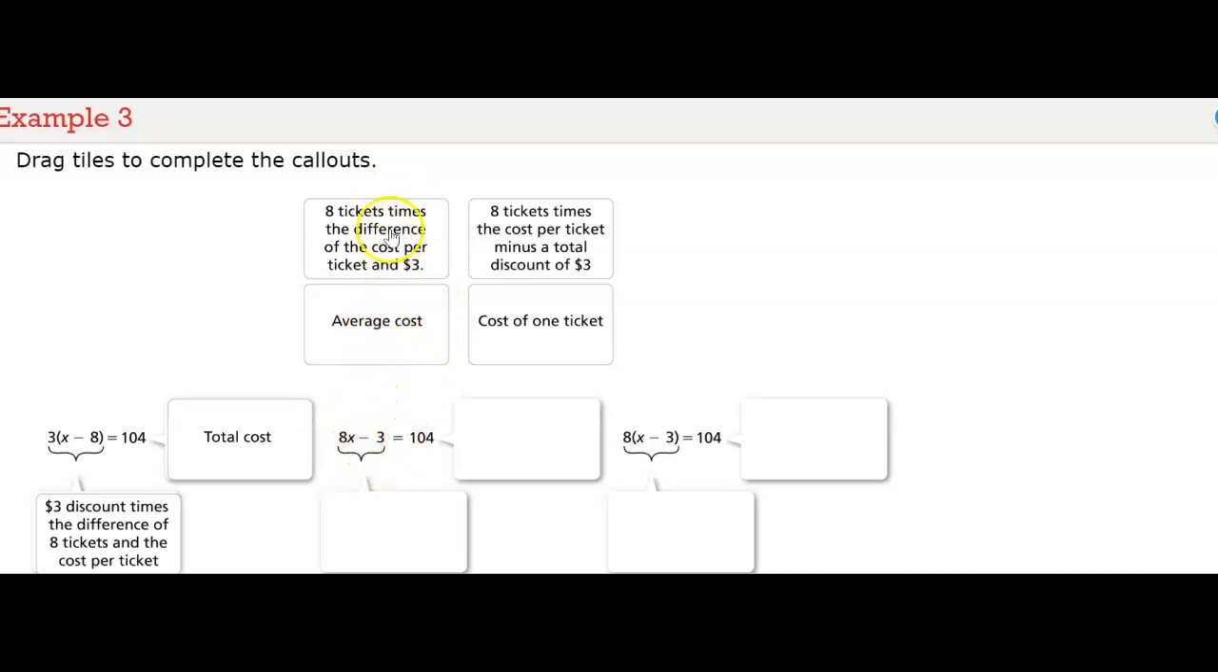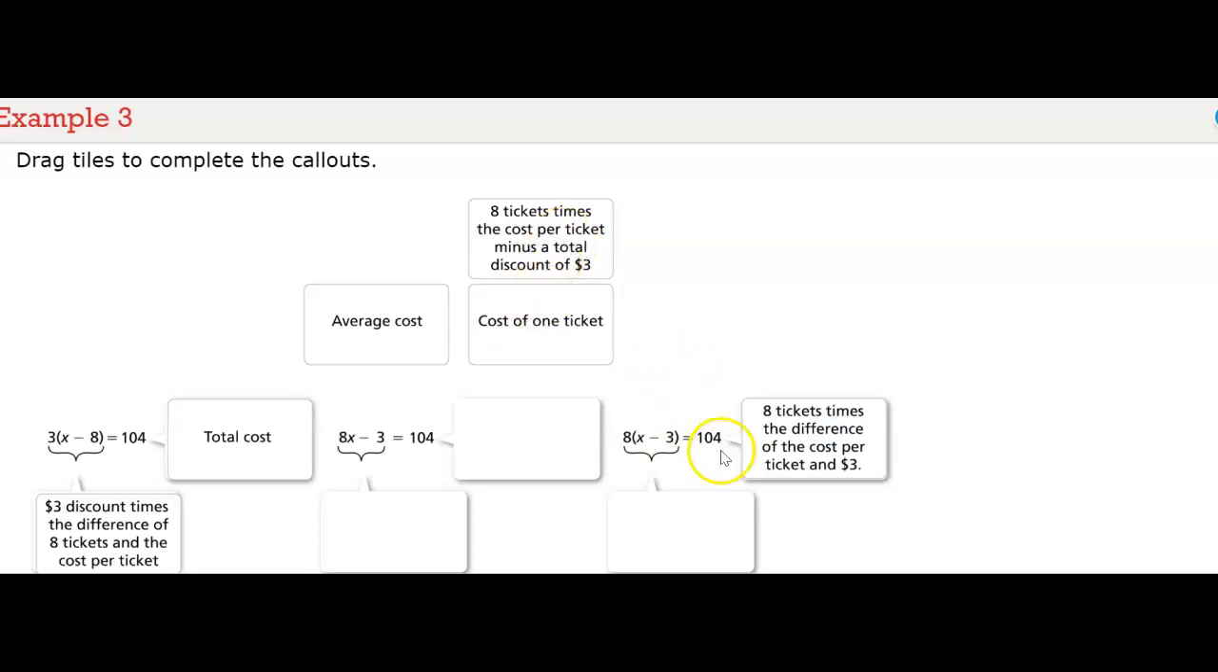That would not equal this one. Let's look at this one. 8 times the quantity of X minus 3. That is this one, because it says 8 tickets times the difference of the cost per ticket and $3. So that's the cost of the ticket and the $3. It says the difference of them, and then you have to multiply. So this one would be the one we would choose to match this one.